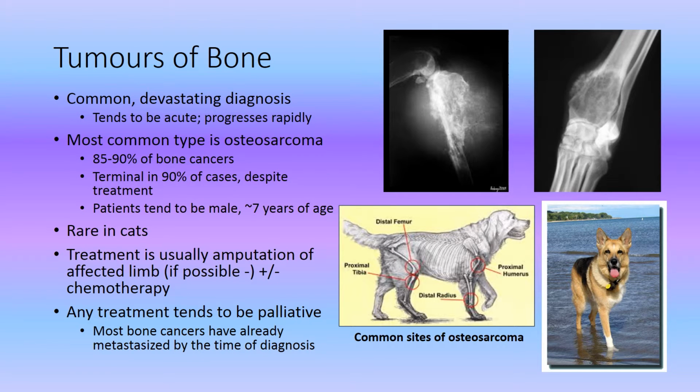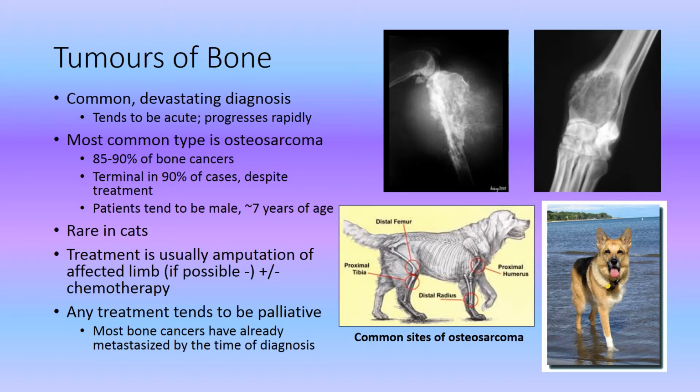Tumors. No system is safe from the neoplasm. So you can have bone tumors. It's actually quite common, and it's very devastating because the prognosis is very bad and it progresses really quickly. Most common type is osteosarcoma. And 85 to 90% of bone cancers are osteosarcomas, and it's terminal in 90% of the cases, no matter what you do. The patients tend to be male, and they're about 7 years of age.